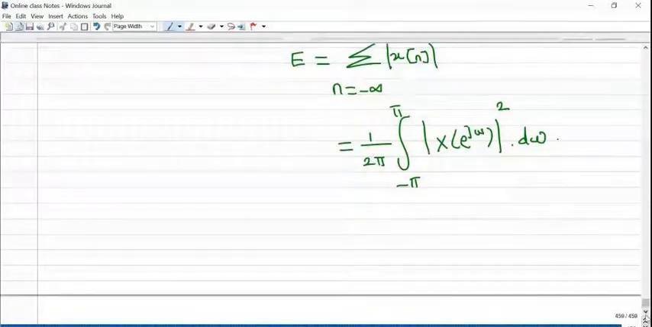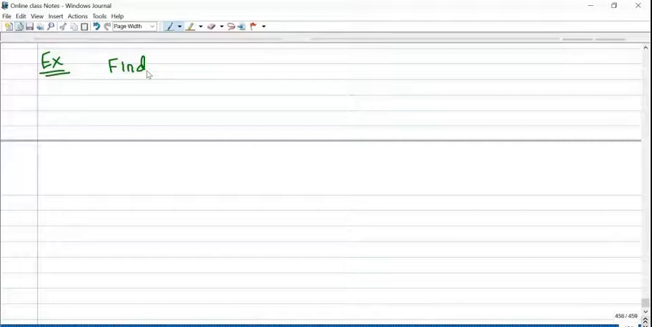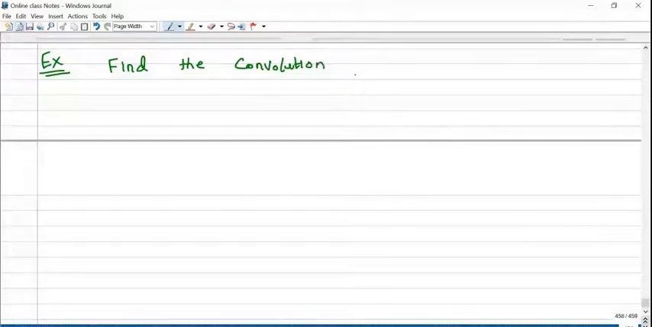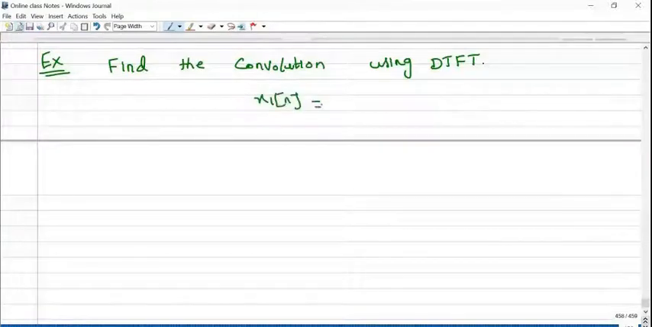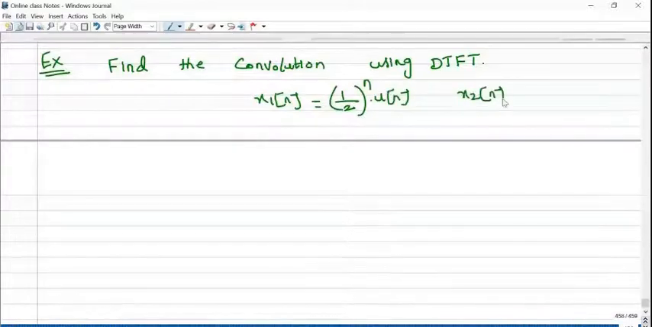So with this, we'll try to solve some problems. Example: find the convolution of the signals given below using DTFT. x1 of n equals 1 by 2 power n u of n, and x2 of n equals 1 by 3 power n u of n.